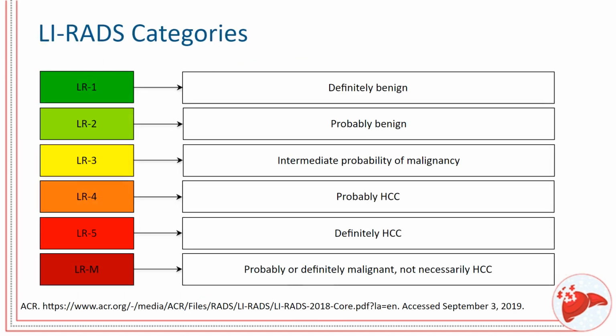And here, in the LI-RADS categories, you can see that LI-RADS M means this is definitely a malignant process, although not necessarily hepatocellular carcinoma. LI-RADS 5 is definitely a hepatocellular carcinoma. LI-RADS 4, probably HCC. LI-RADS 3 is intermediate probability. LI-RADS 2, probably benign. LI-RADS 1, definitely benign.